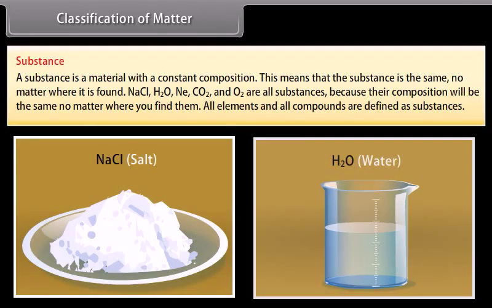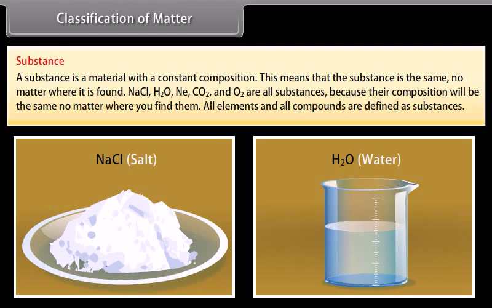Classification of matter. Substance. A substance is a material with a constant composition. This means that the substance is the same no matter where it is found. NaCl, H2O, Ne, CO2, and O2 are all substances because their composition will be the same no matter where you find them. All elements and all compounds are defined as substances.